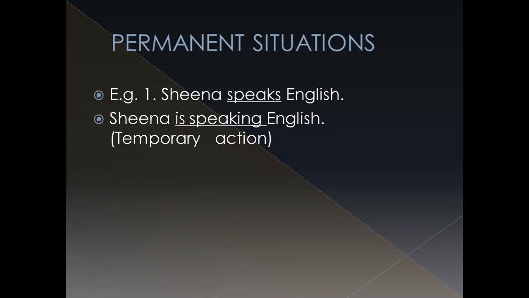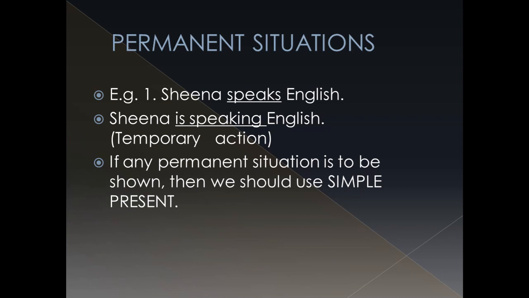Is it clear? So if you use the ing form here, Sheena is speaking English only for that moment, or it is a temporary action. At the same time, if you want to show that she always speaks, you must use Sheena speaks English. It is a permanent action. So when you want to talk about a permanent situation, remember to use simple present tense, not continuous or ing verb.